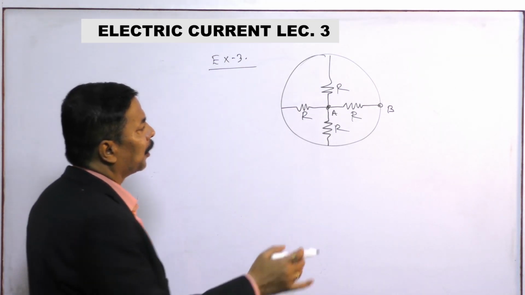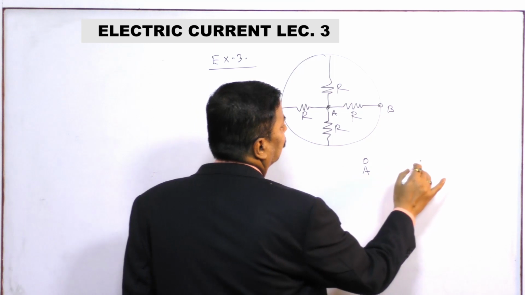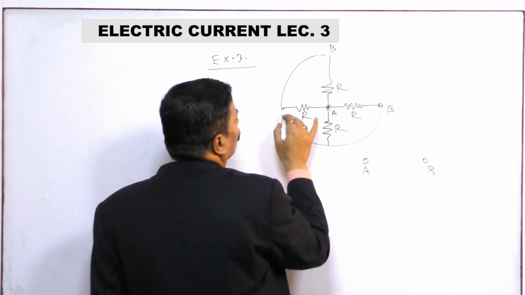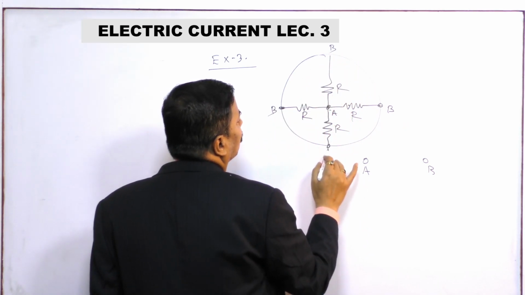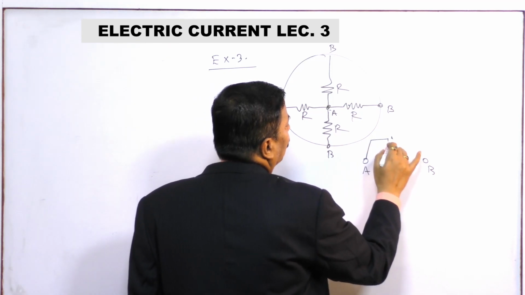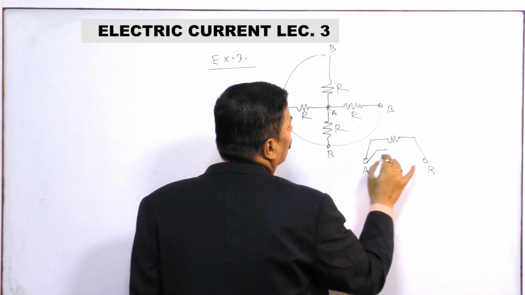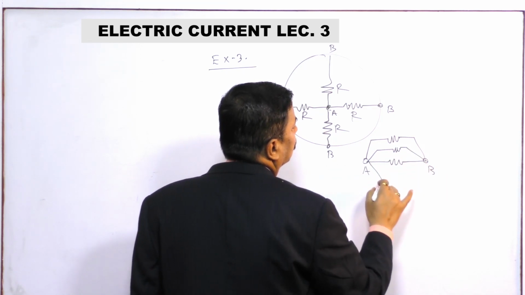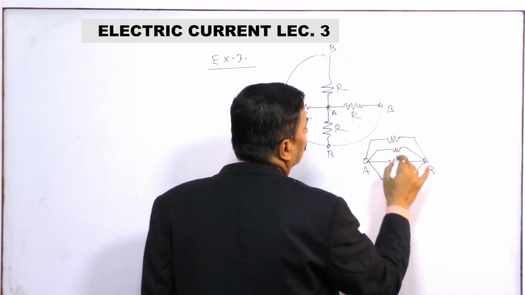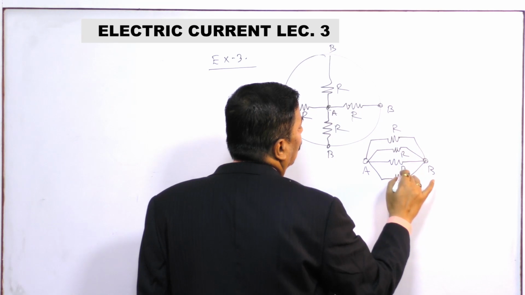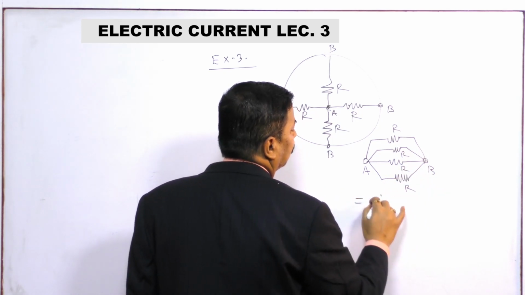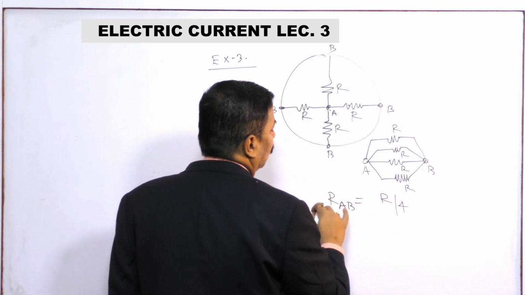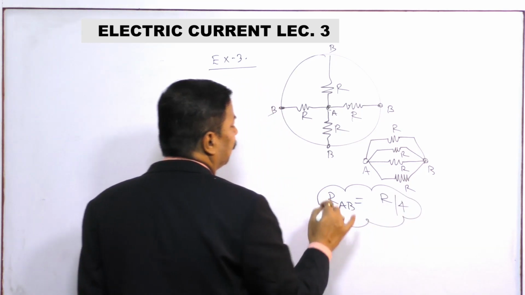Similar to the earlier problem, here is the point A, here is the point B. Between A and B, this point is B, so this point is also B, so this point can also be treated as B, this point can also be treated as B, and so we have got R, R, R, R, and we are getting R by 4 as the equivalent resistance.